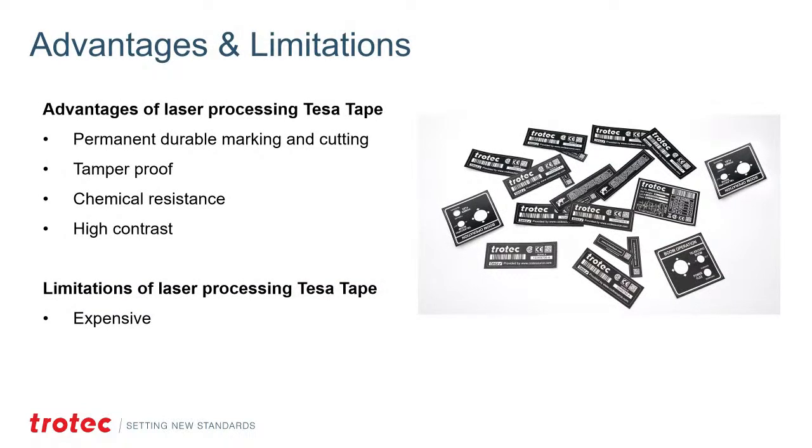The big advantages, of course, with this material is it's a permanent, durable marking and cut. It's tamper-proof, chemical resistant, and it produces high contrast. So you have that durability and reflectivity, so it's great for barcoding. It's great for barcode scanners and contrast.